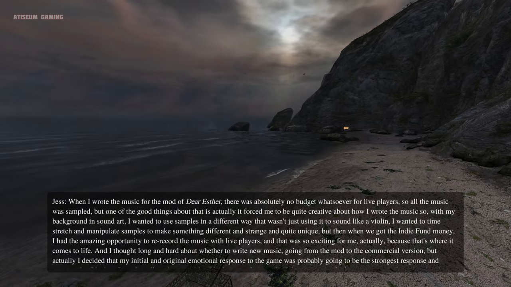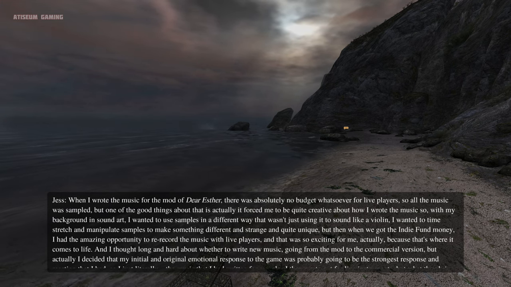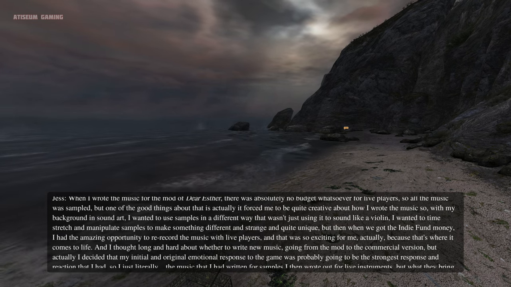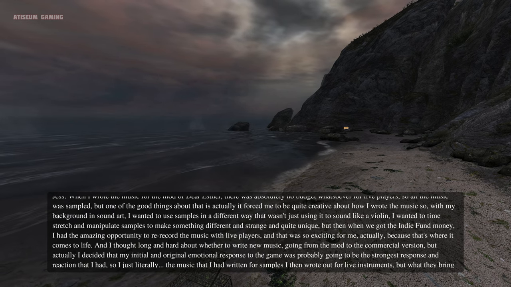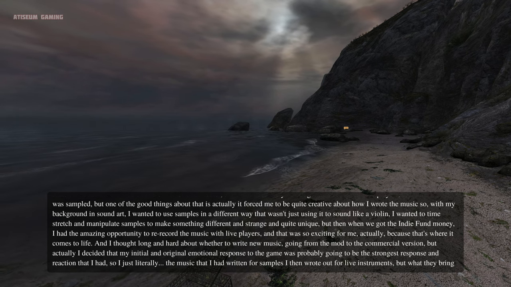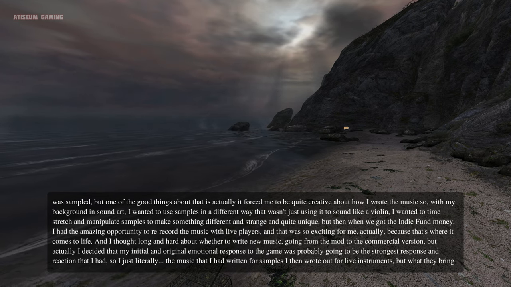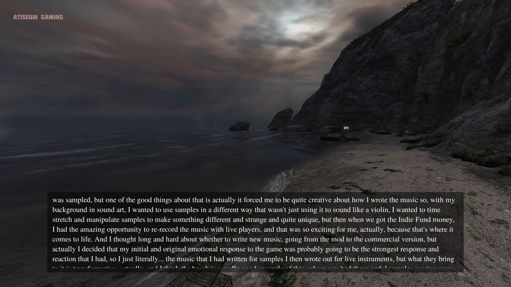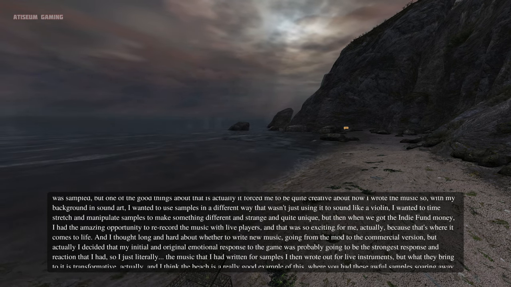When I wrote the music for the mod of Dear Esther, there was absolutely no budget whatsoever for live players, so all the music was sampled. But one of the good things about that is it actually forced me to be quite creative about how I wrote the music. So with my background in sound art, I wanted to use samples in a different way that wasn't just using it to sound like a violin. I wanted to time stretch and manipulate samples to make something different and strange and quite unique.